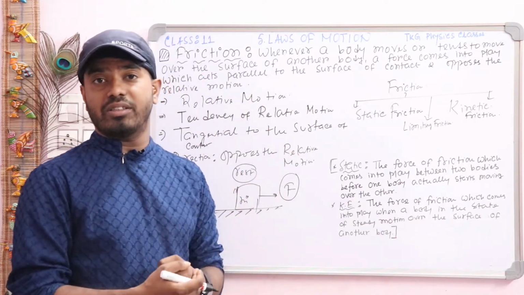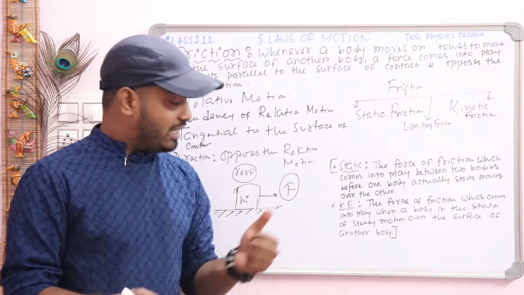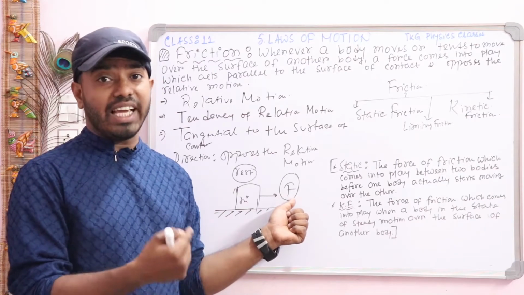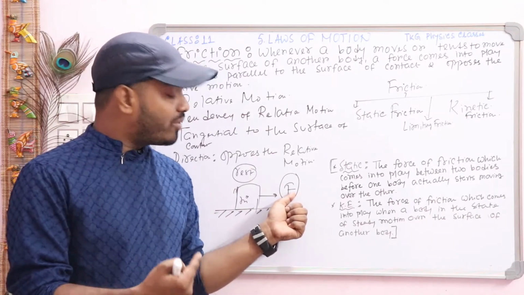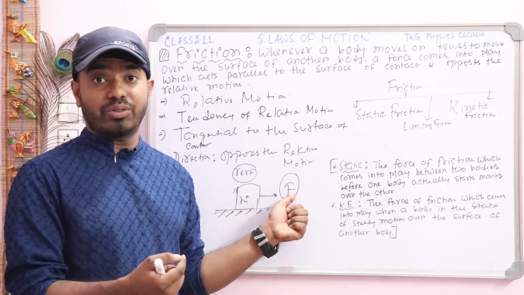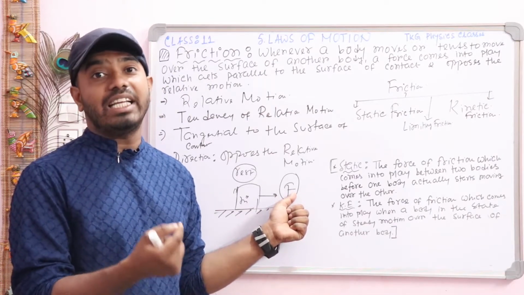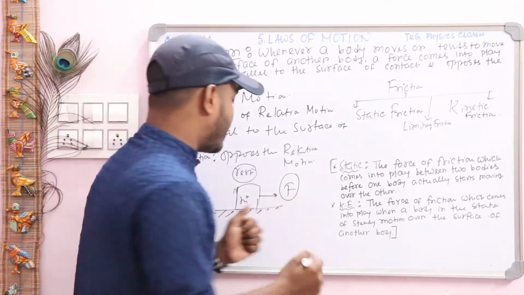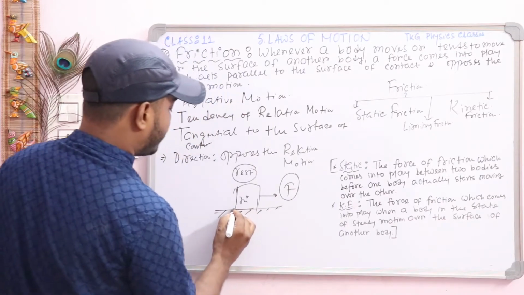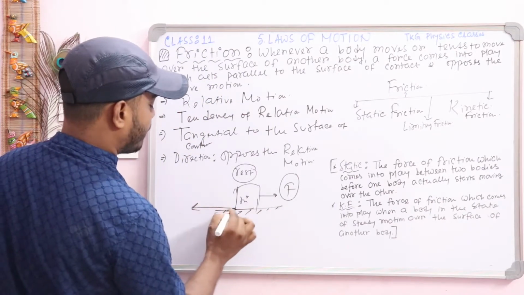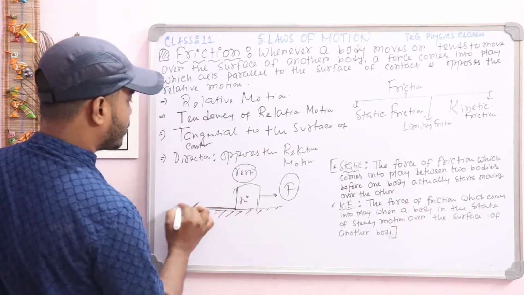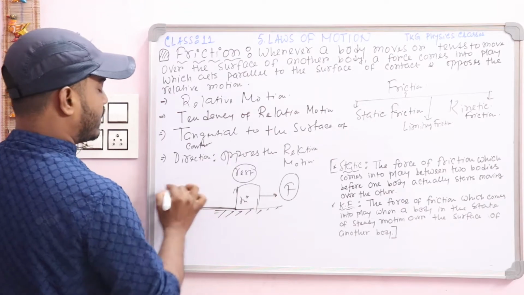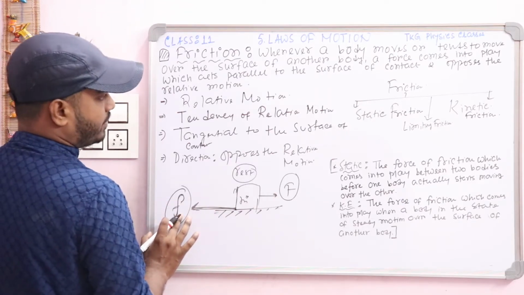The body is at rest. That means this external force is balanced with another force, which is exactly opposite to the direction of F. This force is named as static friction. You can say this force is named as frictional force. So here, this is the surface of contact and frictional force is directed tangential to the surface of contact. It is generally represented by the symbol small f.